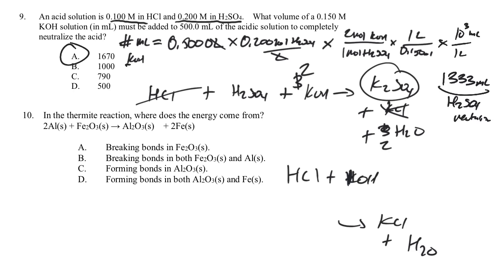So it's looking like it's going to be A. Now the reason why I can easily do that math is, HCl is half the concentration of H2SO4 and only has 1 H+. H2SO4 had 2 H+. So it's only going to take a quarter of the KOH.